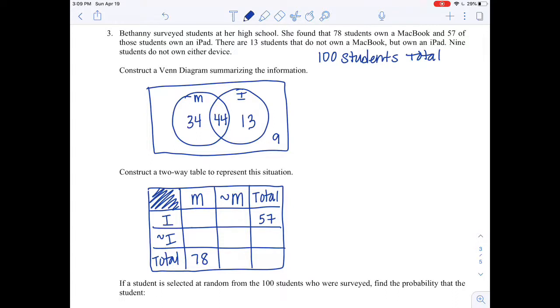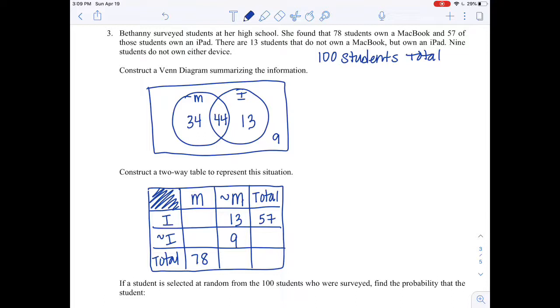It says 13 students do not own a MacBook but own an iPad. Okay, so no MacBook but own an iPad. That would be 13 students. And then 9 students do not own either device. So no MacBook, no iPad would be 9.